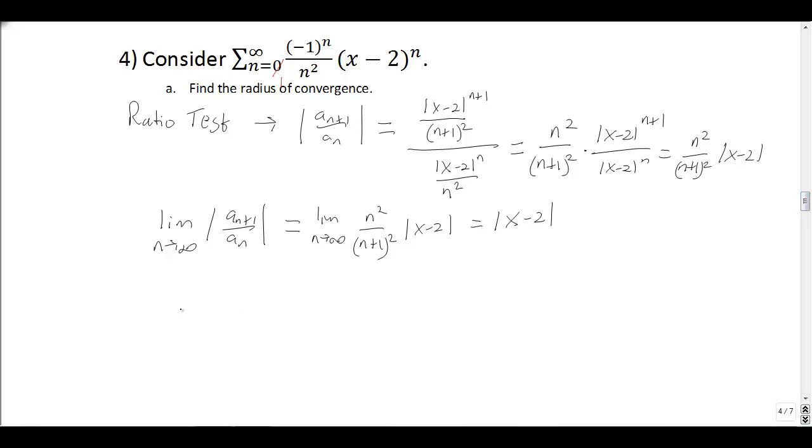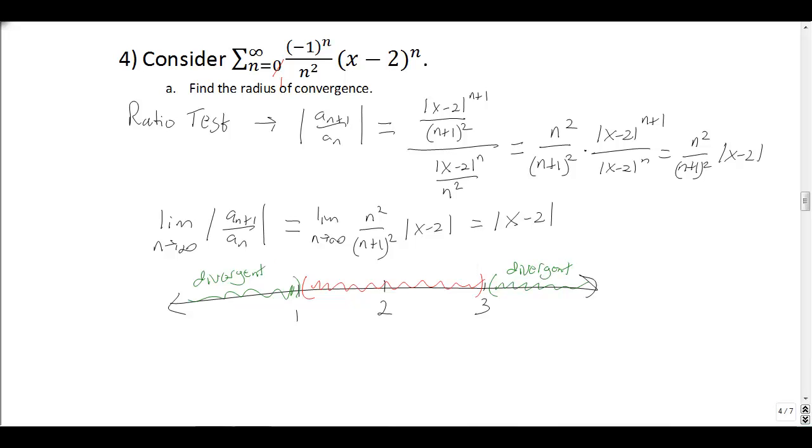Now, what does that mean in terms of our convergence here? Well, I need absolute value x minus 2 to be less than 1. That is, I need the distance between x and 2 to be less than 1. So if we add 1 to 2, you go to 3. If you subtract 1, you go to 1. And so our ratio test gets us absolute convergence between 1 and 3. Also, if we get beyond 3, we're going to get divergent, and in between we'll get absolutely convergent.